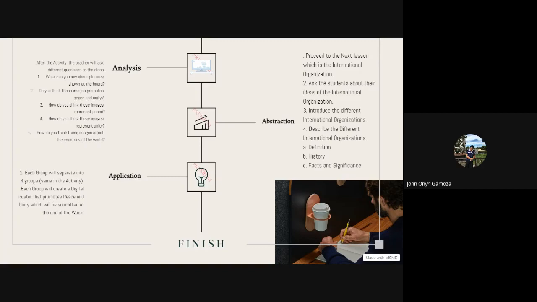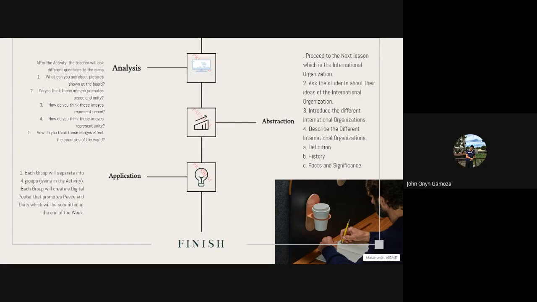After the activity, the teacher will ask different questions to the class. Number one, what can you say about the pictures shown on the board? Do you think these images promote peace and unity? How do you think these images represent peace? How do you think these images represent unity? How do you think these images affect the countries of the world? As you can see, if you observe the questions, they start from simple questions up to more and more complex ones.